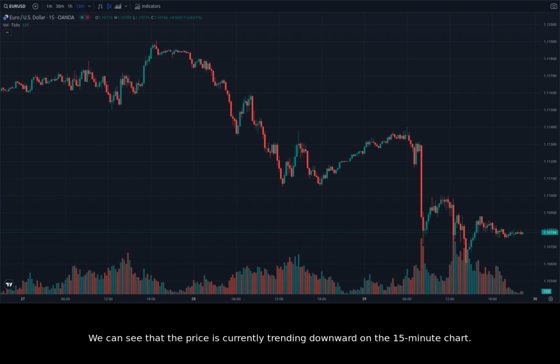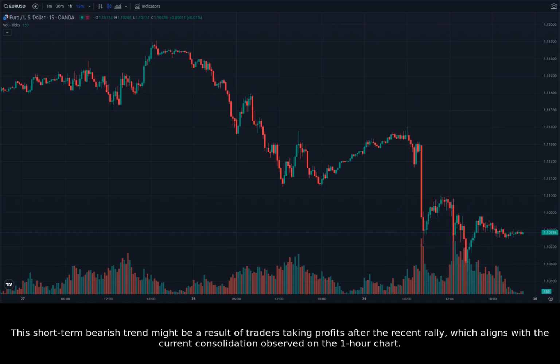We can see that the price is currently trending downward on the 15-minute chart. This short-term bearish trend might be a result of traders taking profits after the recent rally, which aligns with the current consolidation observed on the 1-hour chart.